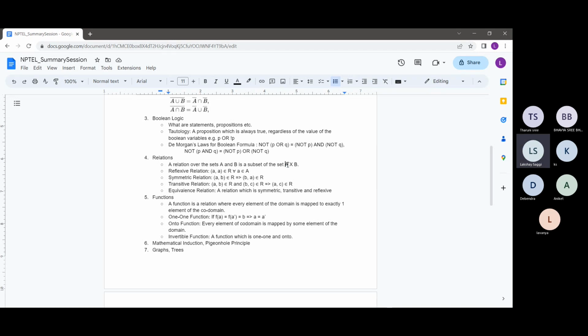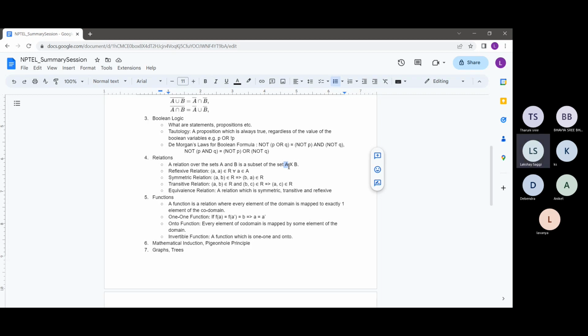So any subset of A cross B will be a relation, but those specific subsets where every element of the domain is mapped to exactly one element of the codomain, that sort of subset will be a function. That's what I'm trying to say. So every element of set A should have exactly one mapping to set B, right? Note that not every element of set B need necessarily be mapped to something of set A, but every element of set A must be mapped to exactly one element of set B.